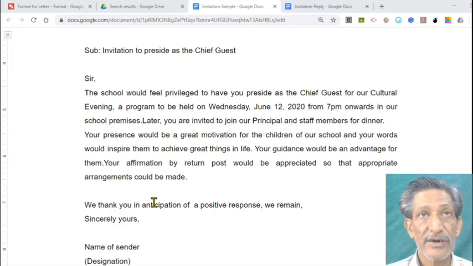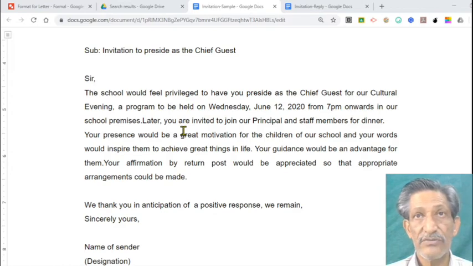If you look at the first paragraph, of course you can formulate this as and how you want. You can change the language, but the main concept is very clear. You have the day, date, the time, and then you have an invitation for dinner. In the second paragraph, a bit of good words. Of course, here in this letter I have not mentioned what they would like to have, but that can be added on. So this is a bare minimum letter.